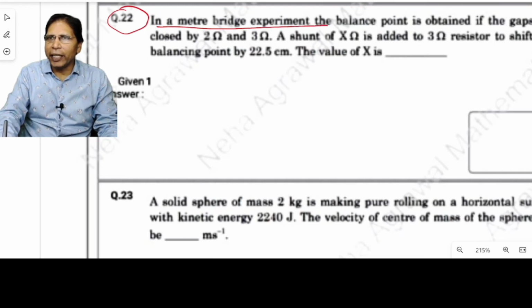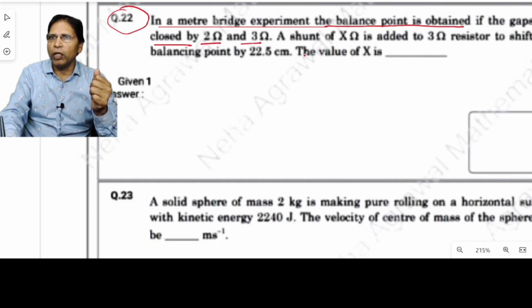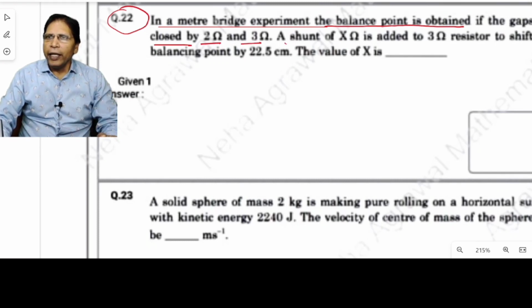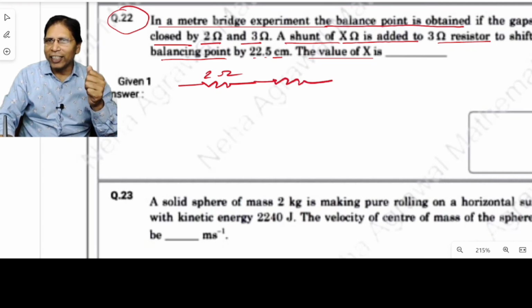Now look at this question number 22. In a meter bridge experiment, the balance point is obtained if the gaps are closed by 2 ohm and 3 ohm. Okay, a shunt of X is added to the 3 ohm resistor to shift the balancing point by 22.5 centimeter, find the value of X. Now first of all look at this, this is the 2 ohm resistance, and this is the 3 ohm resistance. This is the left gap, this is the right gap.